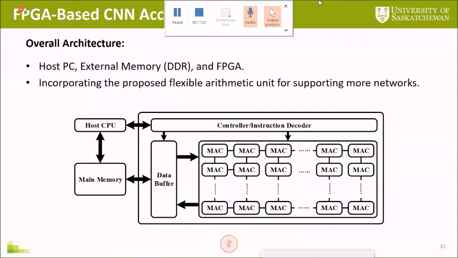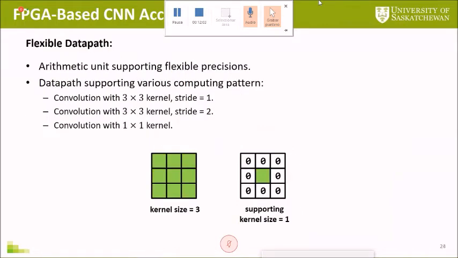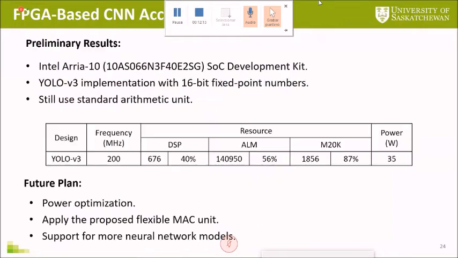In this block diagram, the MAC unit is the processing element. So all the IP that I just introduced today is going to be implemented into that MAC unit. This is a detailed internal structure. And we're going to use traditional computation reordering and loop unrolling, those types of things. Typical convolution with a 3x3 kernel with stride 1 and 2, and also a 1x1 kernel, have also been implemented. This is the preliminary result. We implemented YOLO version 3 on an Intel Arria 10 SoC development kit. Power is around 30 watts. My next plan is to apply the proposed flexible MAC unit into this FPGA-based CNN accelerator.